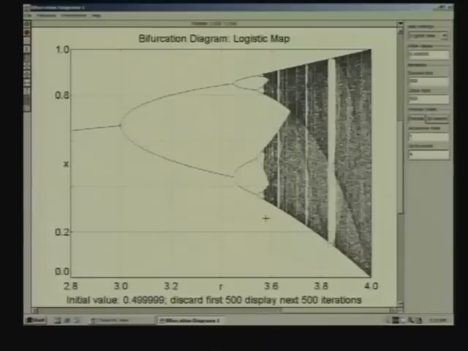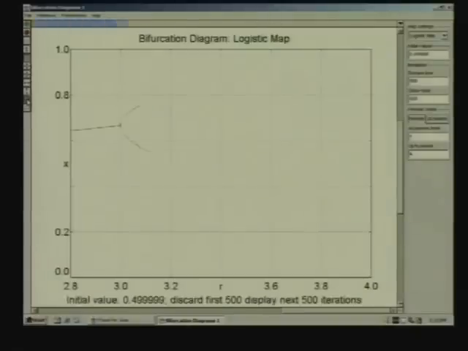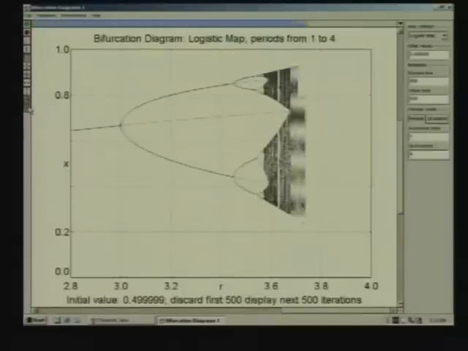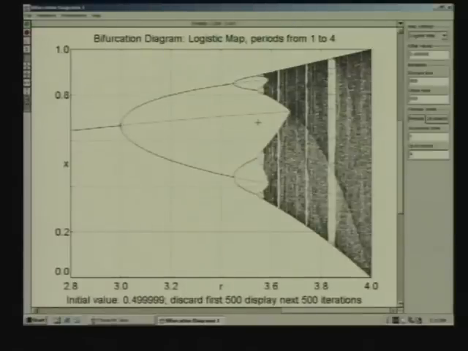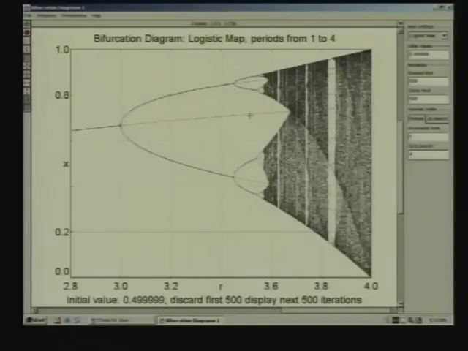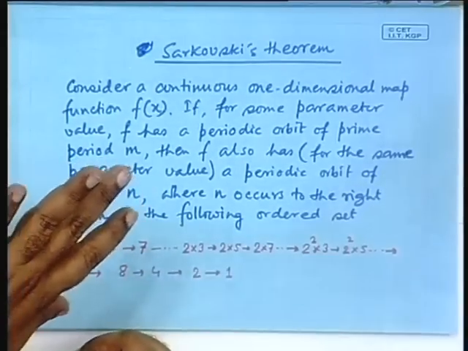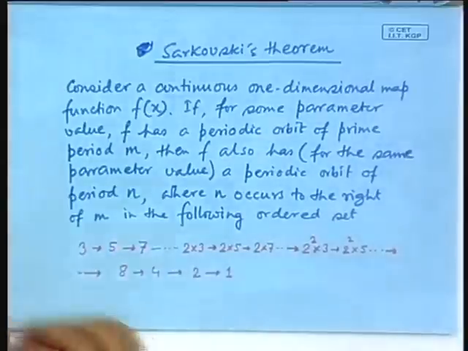See, period 1, this point, let me draw. This one is also the fixed point of the period 8 behavior. So, when I am talking about period 8 behavior, I am not talking about this one, though that is also a fixed point of the period 8 map. That is the point of the prime period, because those which are also the fixed point of any lower periodicity are eliminated. Then only you get the prime.